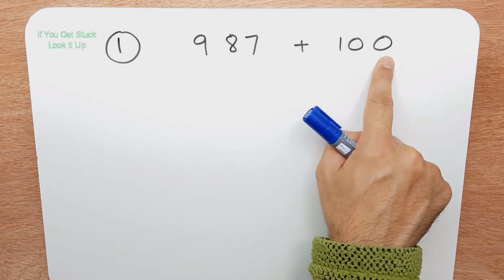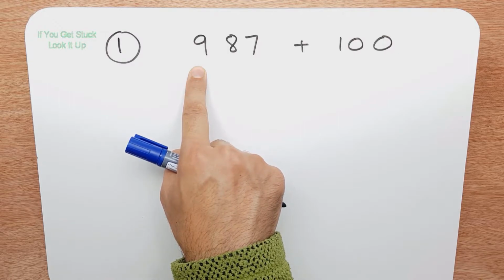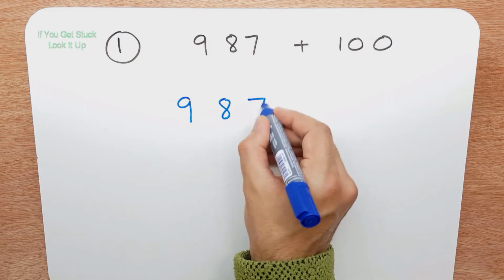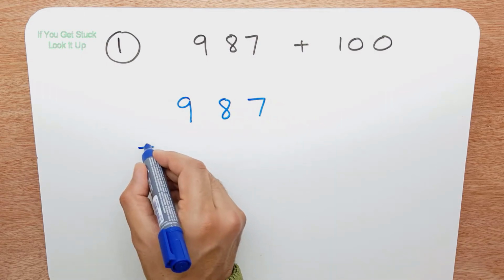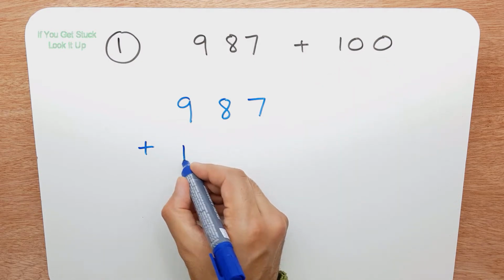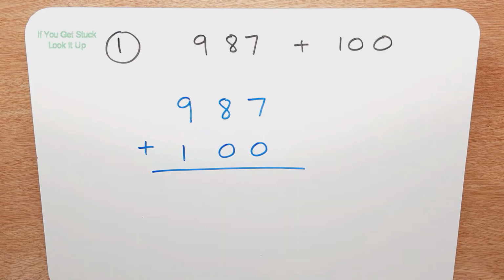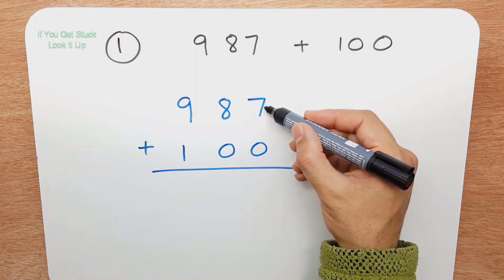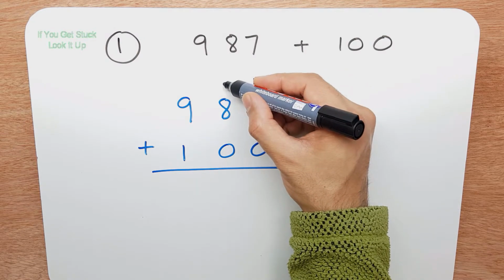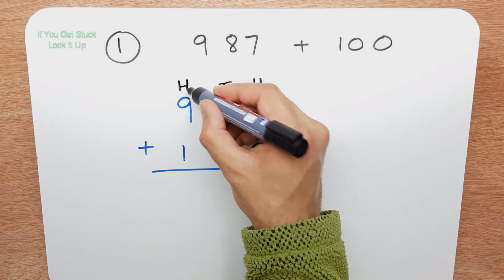Now because it's 100 you can do this quite easily in your head, but I'm going to show you the long way. So 987 add 100. You have to be careful with these, put them in the right place, make sure they're all lined up. That's our starting point. So 7 is in the units column, 8 is in the tens column, and 9 is in the hundreds column.